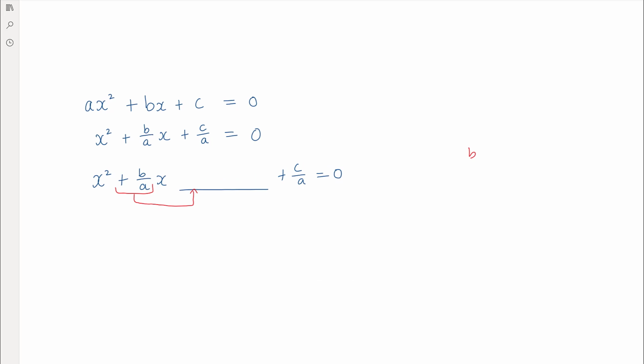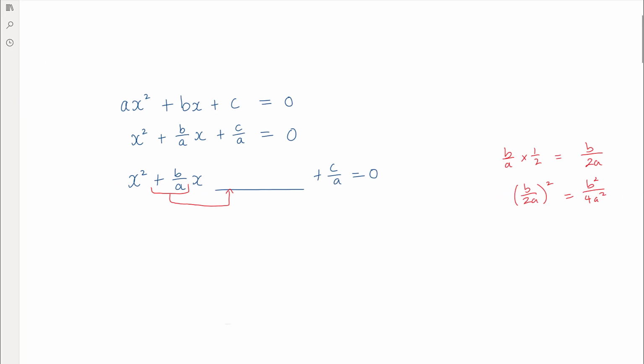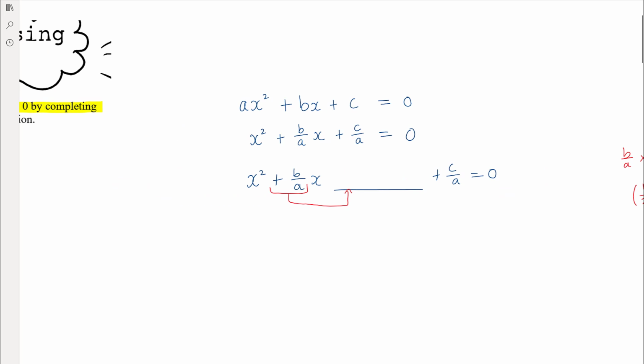Okay, so let's think about that. If we have b over a and we want to halve it, so that's divide it by 2 or times it by a half, that's going to give us b over 2a, so that's half of b over a. And then we want to square that, so we're going to get b over 2a all squared, which will be b squared over 4a squared. Okay, so let's pop that in. That's what we're going to need to add in to make the perfect square. So we're going to have b squared over 4a squared. We're adding that in, and now what we have there is a perfect square.